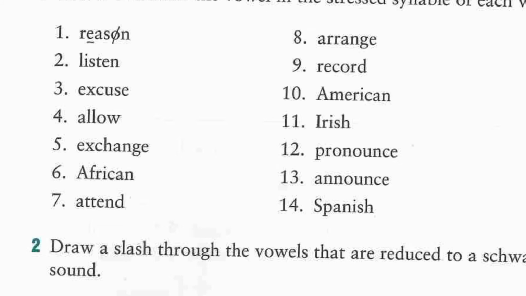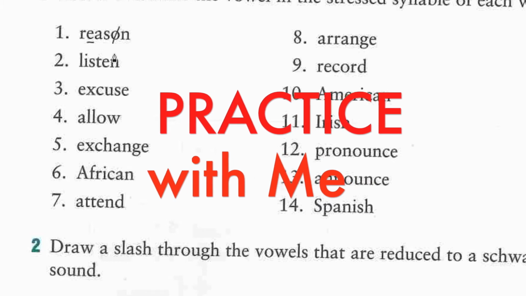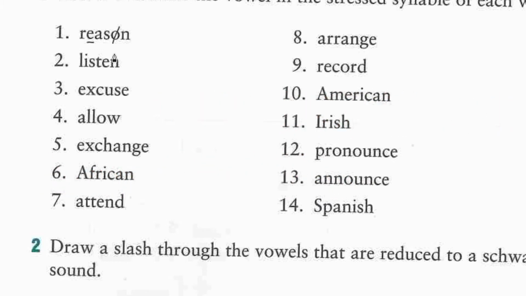So let's demonstrate with the first example. Okay, so let's try number 1 again. Reason. Say it with me. Reason. So in this case, we notice it's here. Okay, let's try number 2. Listen. Say it with me. Listen. Okay, so the schwa is going to be here on this second syllable.